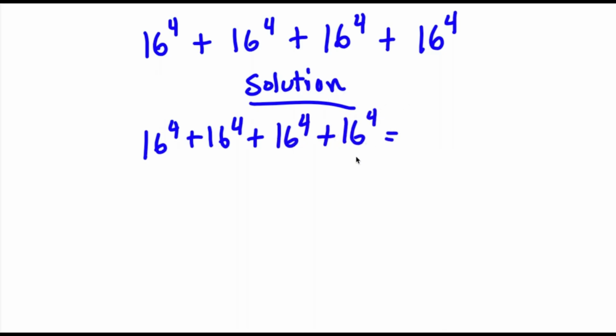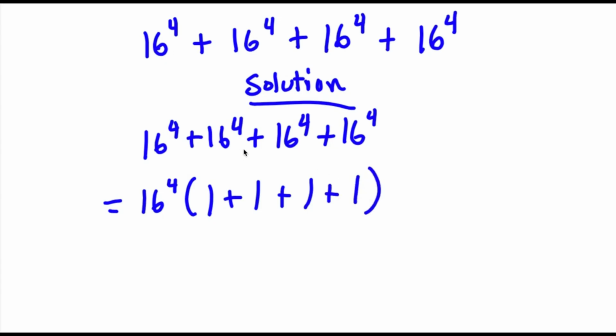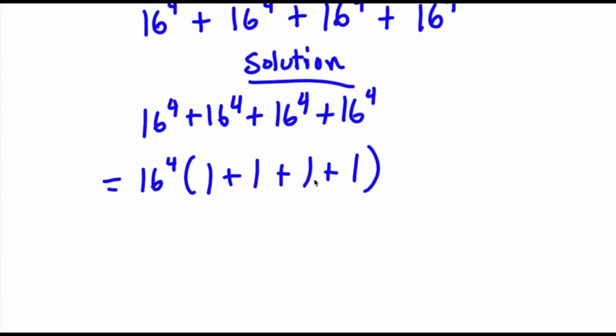Now, what I can do from this is factor out 16 to the power of 4. So now this is equal to 16 to the power of 4 times, now 16 to the power of 4 divided by 16 to the power of 4 is 1, so I have 1 plus, again, 16 to the power of 4 divided by 16 to the power of 4 is 1, plus, again, 1 plus 1. So now I have 16 to the power of 4 times 1 plus 1 plus 1 plus 1.